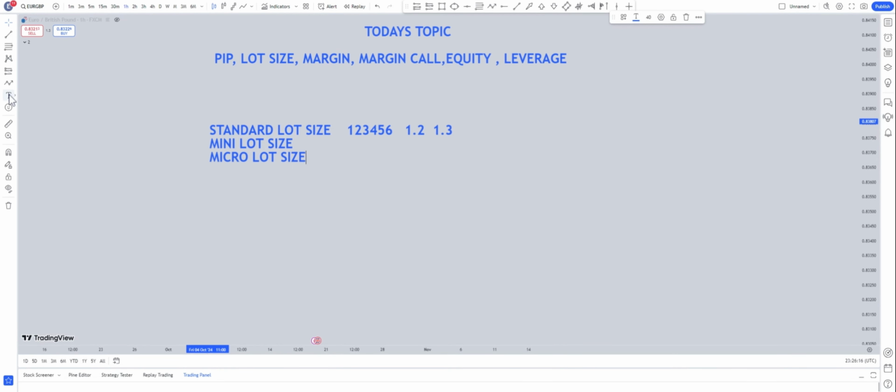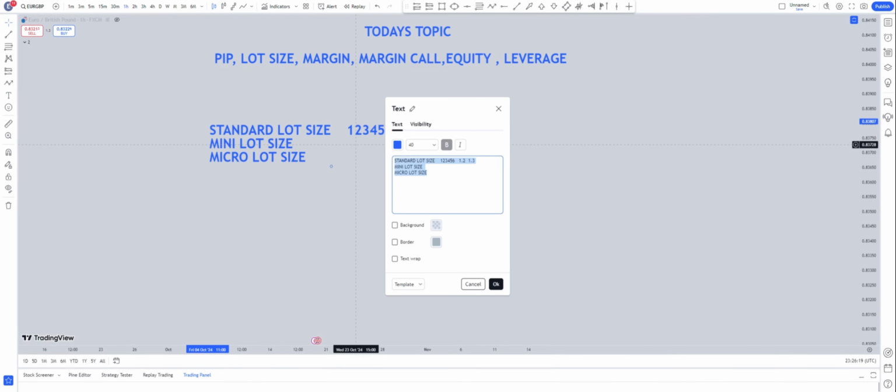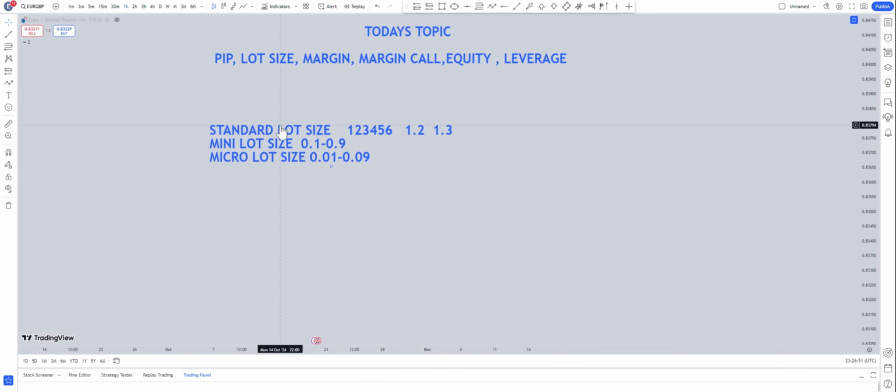The next one which we have here is the mini lot. The mini lot starts from 0.1 to 0.9. Then the micro lot starts from 0.01 to 0.09. So this is how it is.